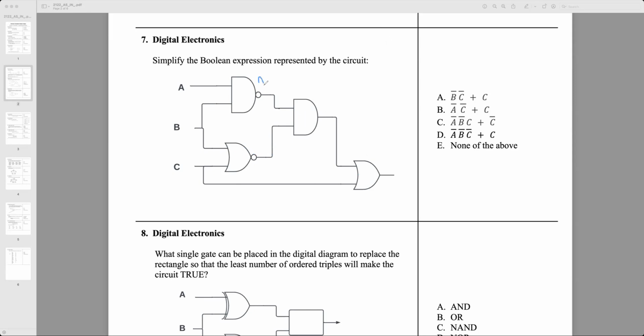So we see here not A, B, and we have B plus not C. And we're going to multiply those two: not A, B times B plus not C. And then we have a plus sign down here. We're going to put parentheses around this, have a bigger parenthesis, and we're going to add that to C. So it says simplify the Boolean expression represented by a circuit, right? So we're going to simplify. Not A, B, it's not B, times not B, not C, plus C.